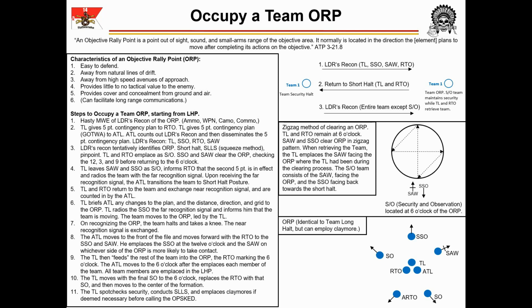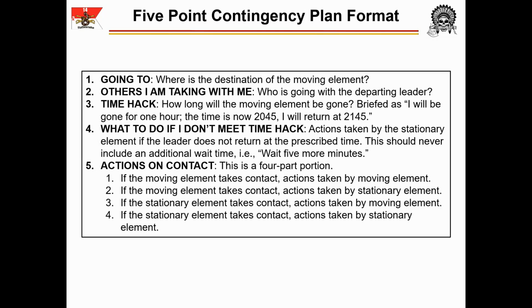The first is to the ATL, who will be in charge of the halt while the team leader is away on the leader's recon. This 5-point contingency plan, like all 5-point contingency plans, is composed of the following 5 elements, often abbreviated GOTWA. Of note, all 5-point contingency plans are given by the leader, who will go with a moving element, to the subordinate, who will be supervising a stationary element for the duration that the leader is absent. All 5-point contingency plans share this format.